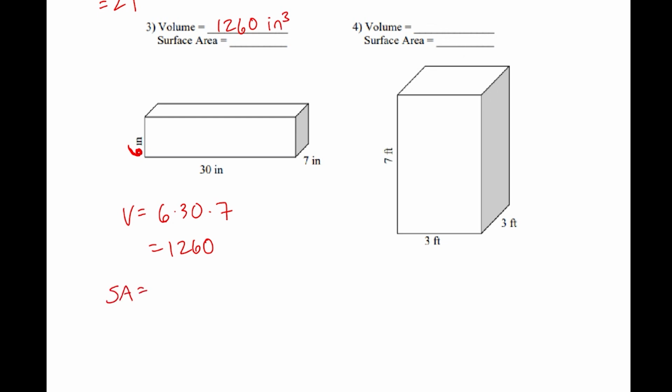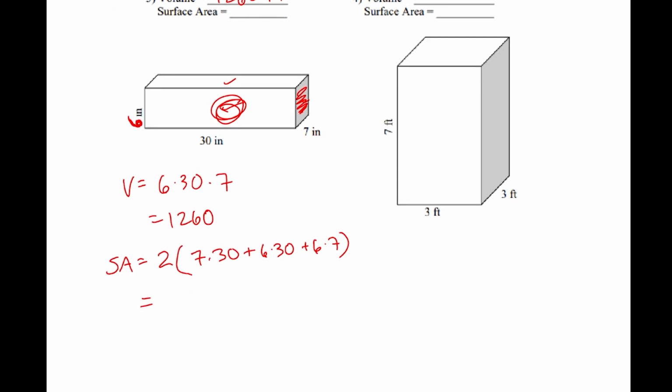And the surface area is going to be 2 times. Now let's identify our 3 rectangles here. It's going to be like this one, and this one. So that top one is a 7 by 30. The one out to the front, this one right here, is 6 by 30. And the one over to the side over here is 6 by 7. So 7 times 30 plus 6 times 30 plus 6 times 7. And then we're going to double that for each corresponding side. And I'm getting 864 square inches.